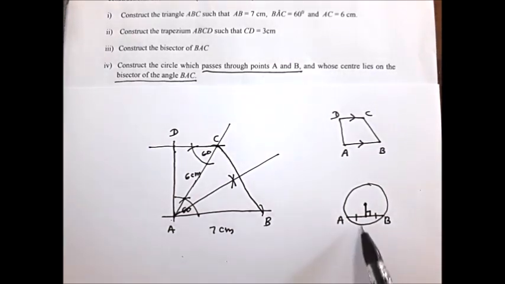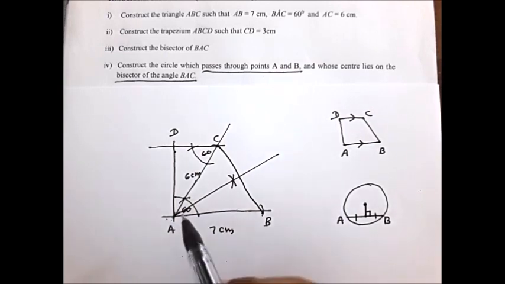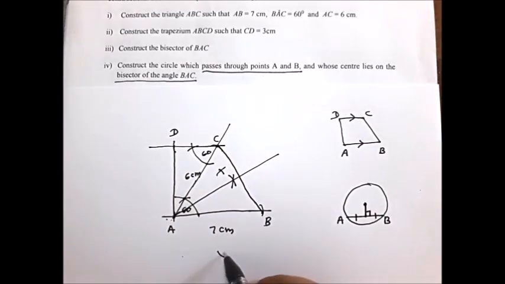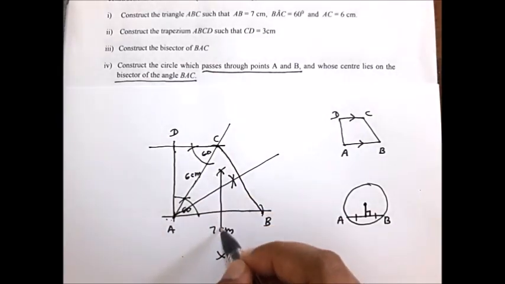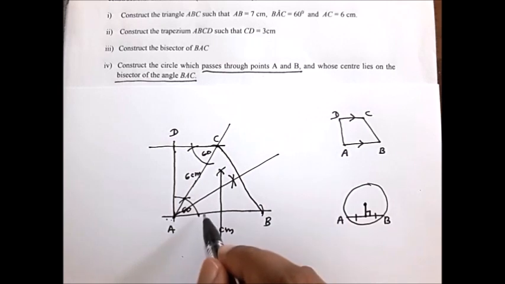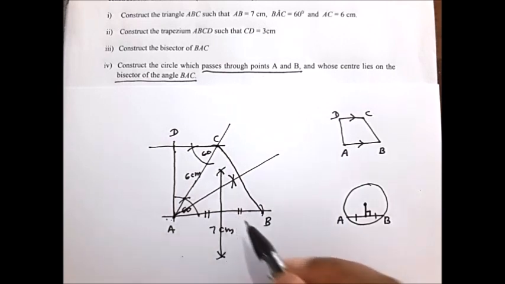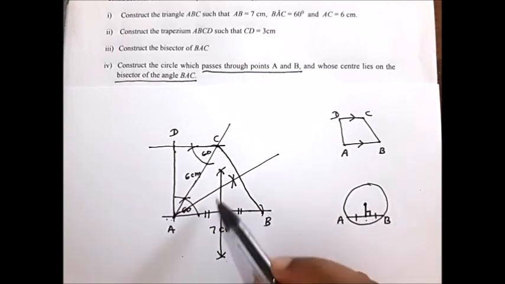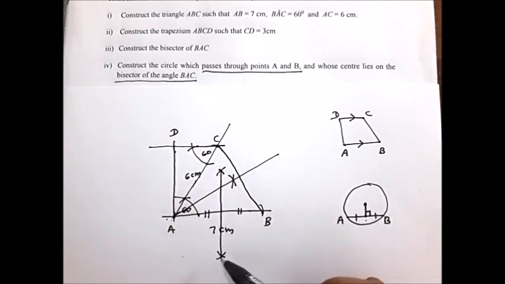So to find the center of this circle, first construct the perpendicular bisector of AB. Take A and B as centers, draw 2 arcs here and draw another 2 arcs here. This is the perpendicular bisector of AB. These two parts are equal, and according to this theorem, the center of the circle should be on this perpendicular bisector.